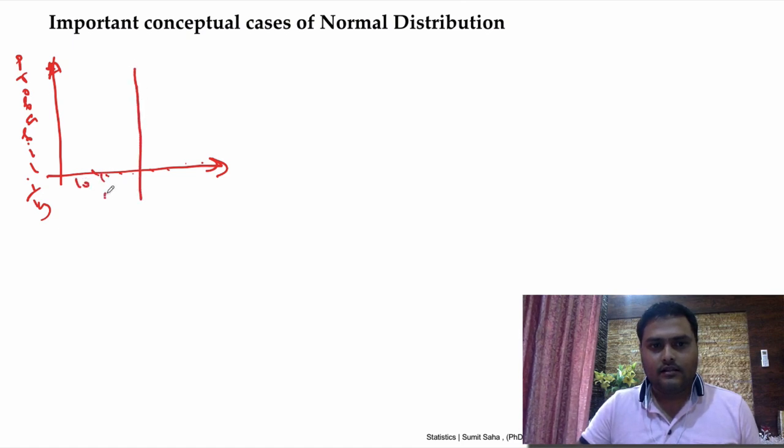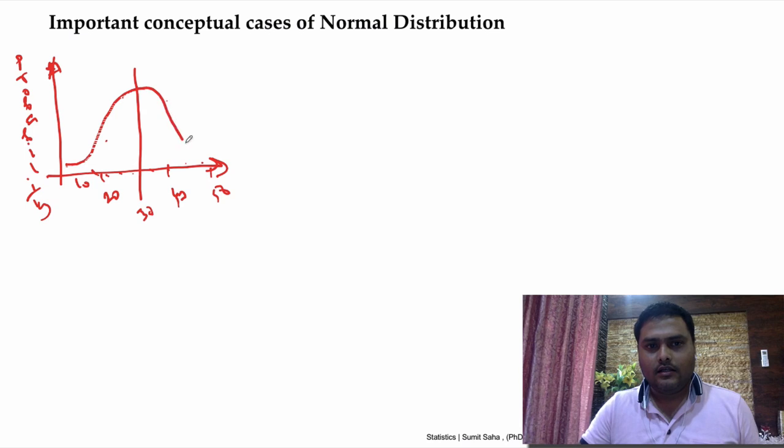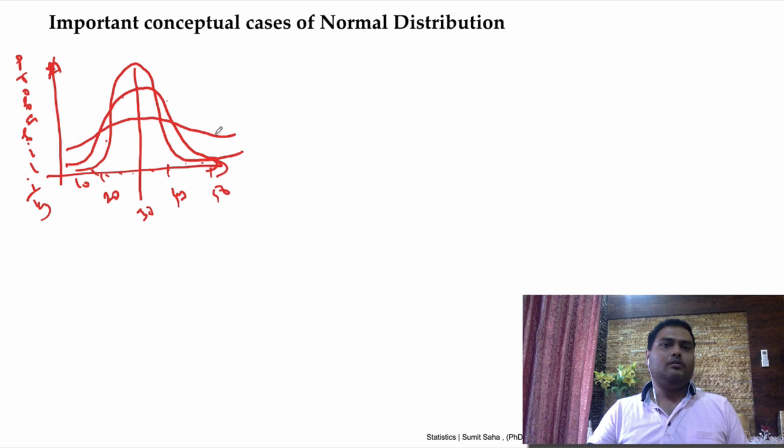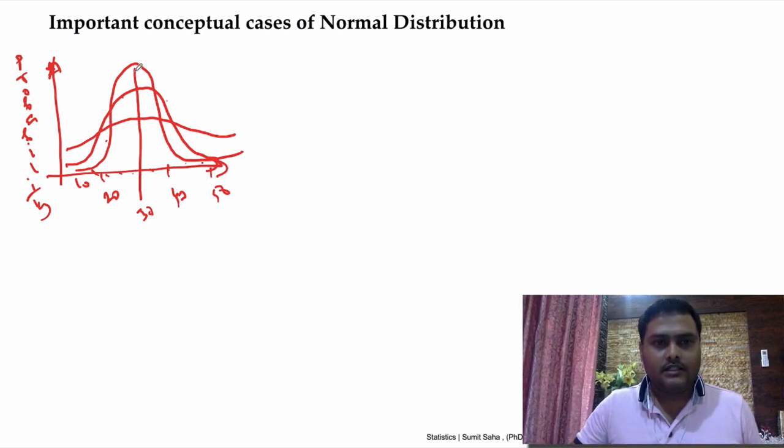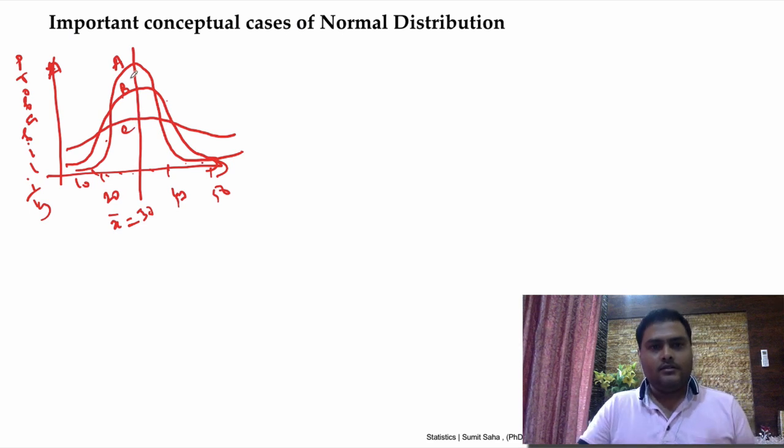Let's say this is 10, this is 20, this is 30, this is 40, this is 50, and data is distributed like this, and let's say like this. Possible? All are normally distributed curves to some extent. Okay, all are normal distributed curves, and this is the mean. Let's say x bar equals 30 here. Now as per this figure, I am just noting it down. This is A, this is B, and this curve is C. Okay, so there are three curves.